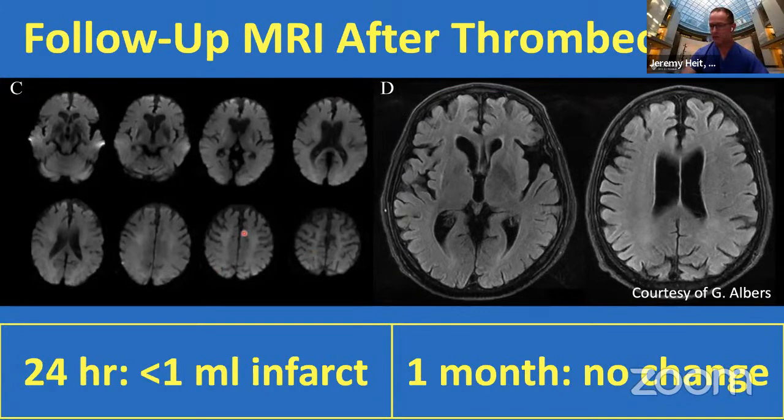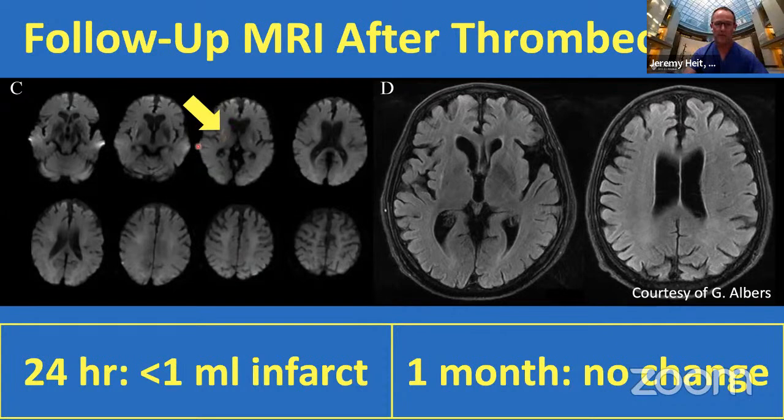And here's their MRI a month later. And look at this. Where is that big temporal lobe infarct that we should see? It's not there. All I see is a little stroke here in the external capsule. That's it. This is minuscule. It's less than a milliliter. We were expecting like a 34 milliliter stroke.